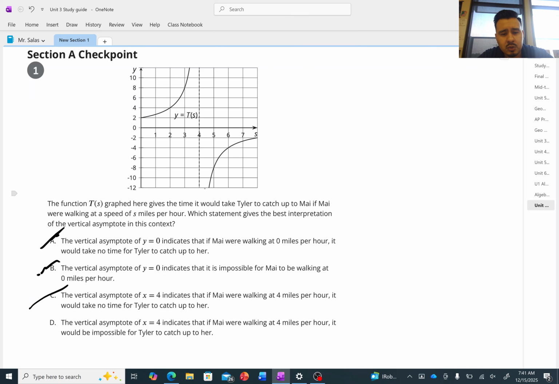The vertical asymptote of x equals 4 indicates that if Mai were walking at 4 miles per hour, it would be impossible for Tyler to catch up. That makes a little more sense because, hear me out, remember, we're trying to get to that 4. Are we ever going to reach 4? No, right? We're not, because our asymptote is at x equals 4. So as much as we're trying to catch up to her, if we walk 4 miles per hour, which is the speed that she's walking at, we'd never catch up because we would get close to her speed, but we would never get to her speed. Hopefully that makes sense.